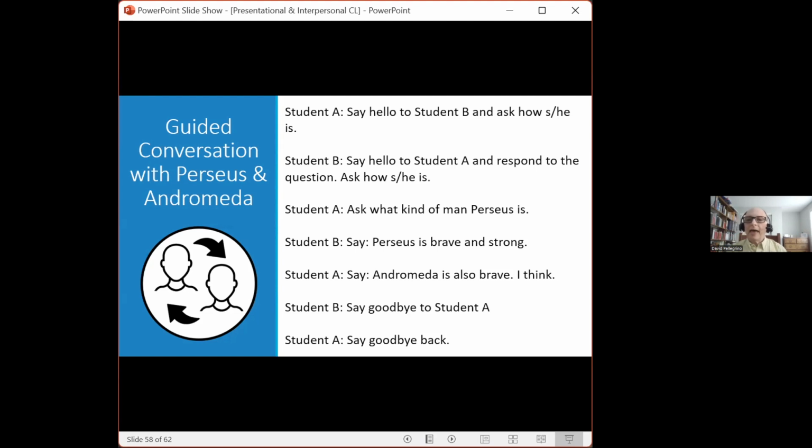So you can ask what kind of person Perseus is, and you're going to teach them "qualis," of course, responding to that by saying that he is brave and strong. And then student A adds that Andromeda is also brave, I think, using that "credo" or "secundum me" that I showed you earlier. And finally, they say goodbye to each other. And that's a guided conversation where you actually tell students basically what to say and when to say it. And then they do it in the target language.